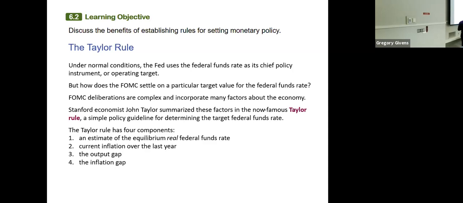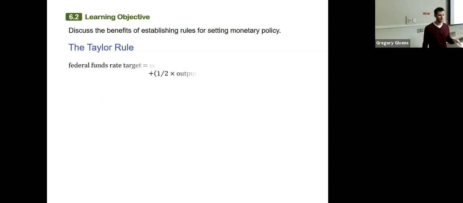What are the other three ingredients of the Taylor rule? Well, the second one is just the current rate of inflation over the last 12 months. We know, we have observations on that. And then we also need to know what the output gap is currently, as well as the inflation gap. So how much does output deviate from potential, and how much does inflation deviate from target? Those four pieces of information are sufficient to write down the Taylor rule.